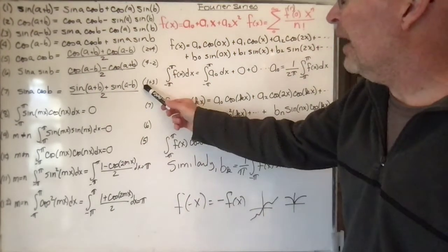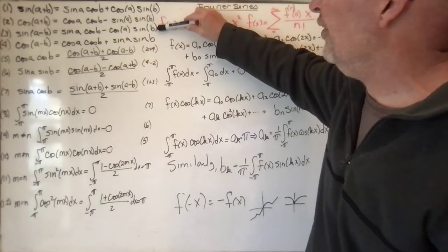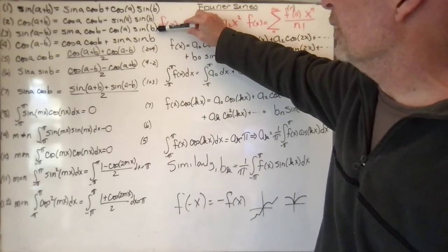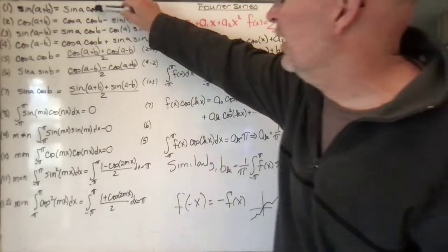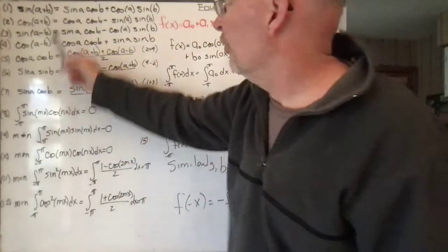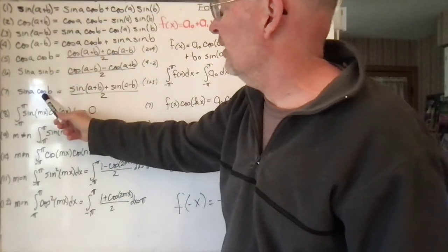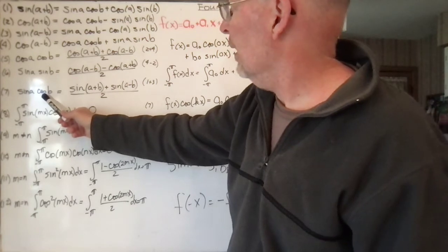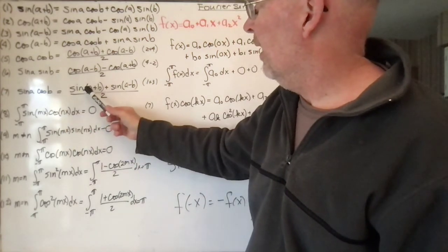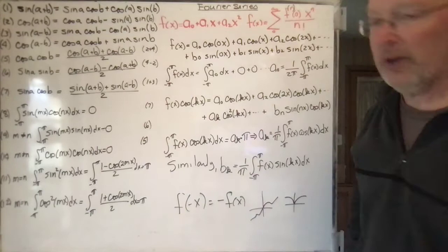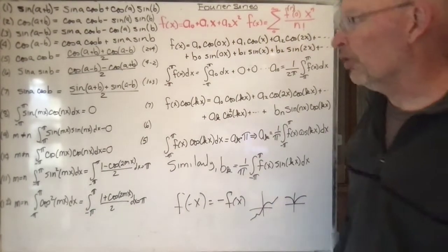And then finally, if you add 1 and 3 together, this one and this one, then what goes away? This goes away, and we end up with 2 of these things. And so you divide by 2, and you get sine A cosine B is equal to this plus this over 2. Okay? So, why are those important?